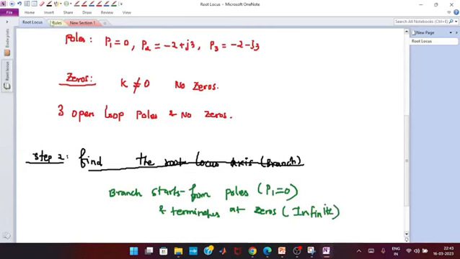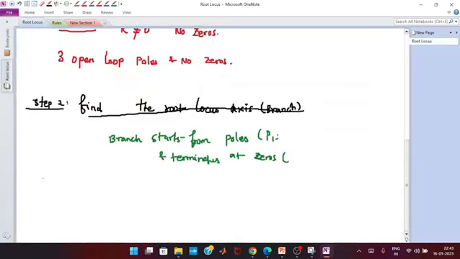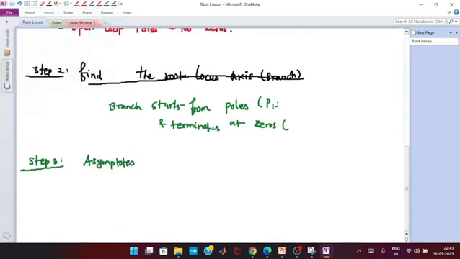Now we'll go for the third step. So rule number 3: you have to determine the asymptotes of the root locus branches and the meeting point of asymptotes with the real axis. So step number 3 is purely related to asymptotes. Before we go to asymptotes, we need to find out the number of branches also. So how many branches are there?